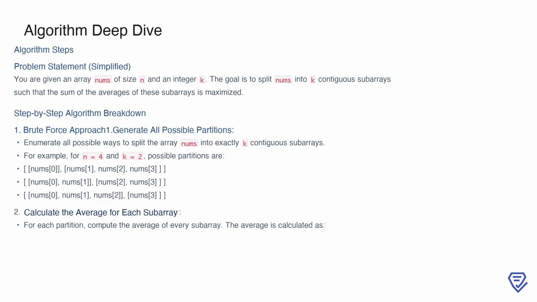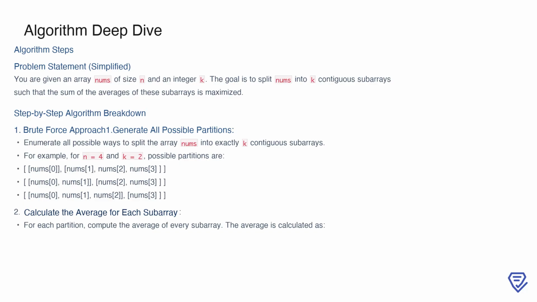To solve the problem of maximizing the sum of averages when splitting an array nums into k contiguous subarrays, we need to break it down systematically. First, consider a brute force approach. The idea is to generate all possible ways to partition the array nums into exactly k contiguous subarrays. For instance, if the array has 4 elements and k is 2, we could split it into partitions like nums[0], nums[1], nums[2], nums[3], or nums[0], nums[1], nums[2], nums[3], among others.